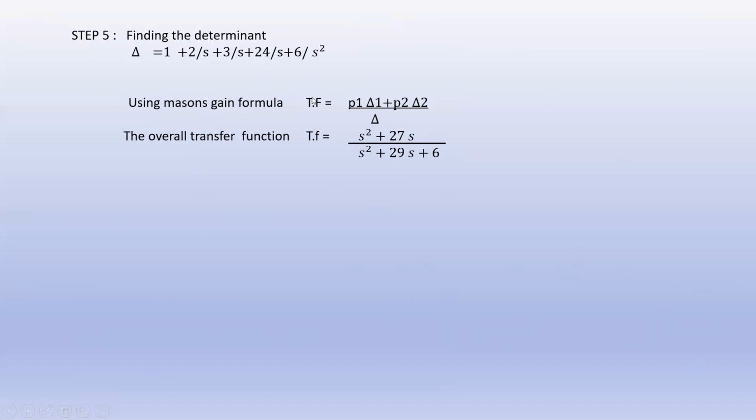And using Mason's gain formula, we substitute the corresponding values: P1, which has been calculated, and del 1, and P2 and del 2, and plus P3 and del 3. I forgot to mention P3 and del 3. If we substitute these in Mason's gain formula, we get the overall transfer function as s square plus 27 s plus by s square plus 29 s plus 6. So this is how we can solve the overall transfer function using Mason's gain formula.